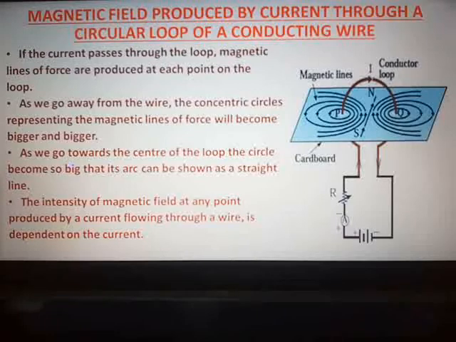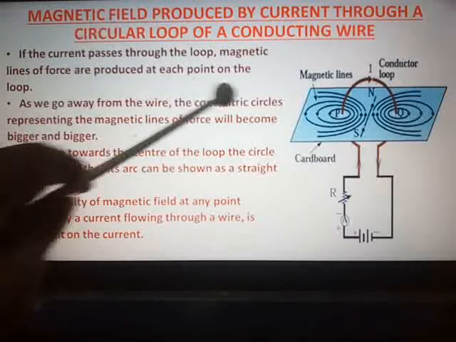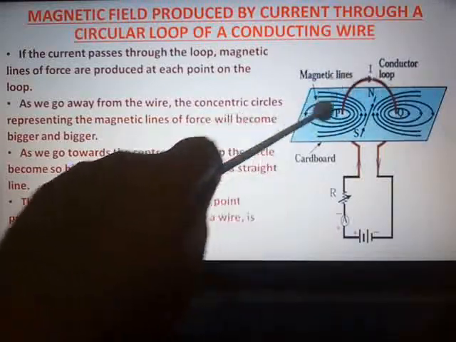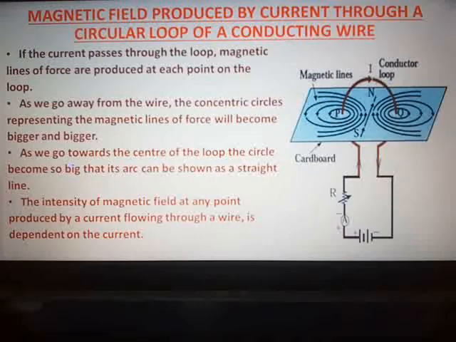So in the case of the current which is passing through a circular loop of a conducting wire, that is the wire which is conducting current, the magnetic lines of force is the field which is produced by a current flowing through a loop which is made by bending your straight wire. You can clearly see here in the diagram.